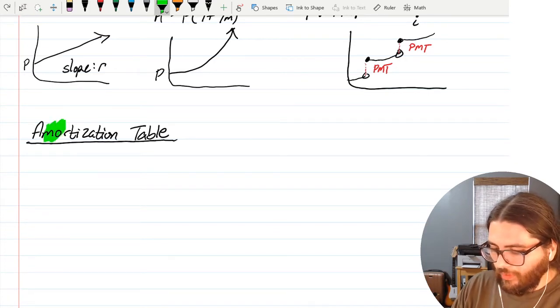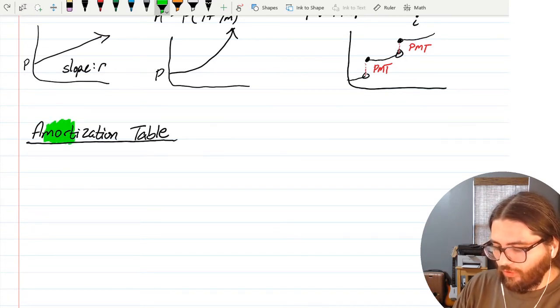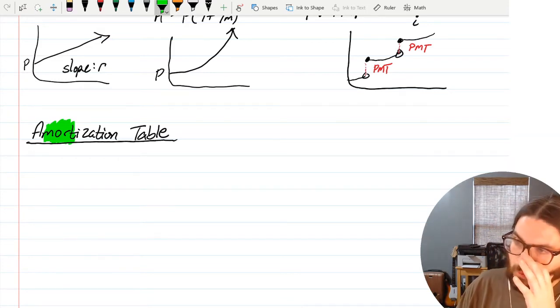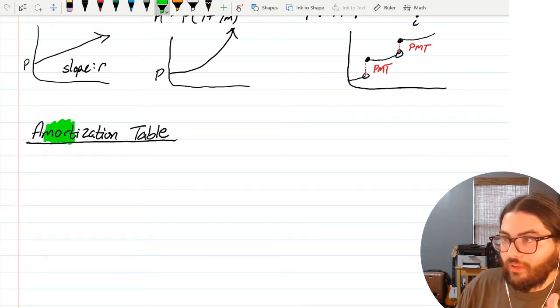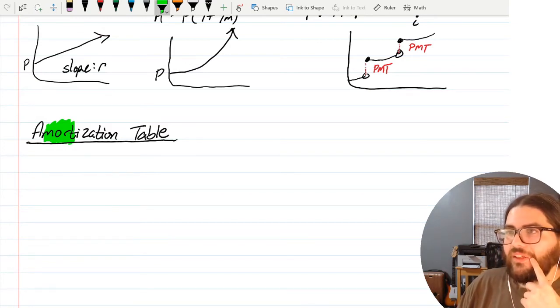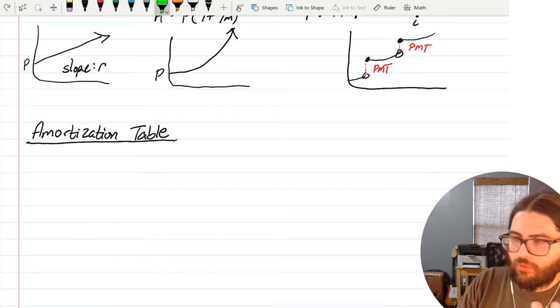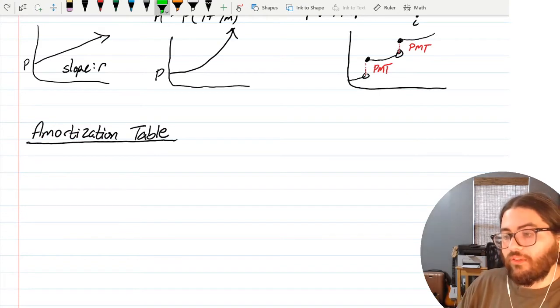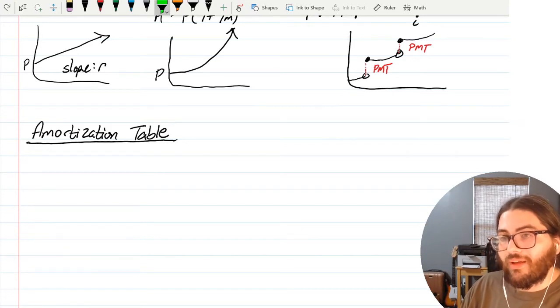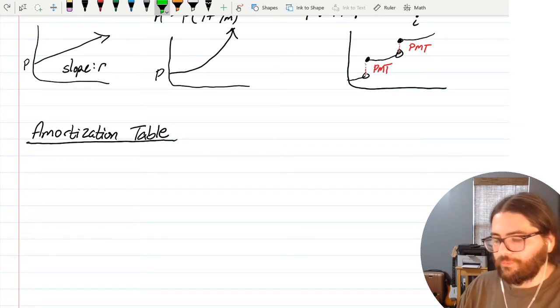You might recognize this root word from amortization table. It's mortician, like death. And it's not just trying to be overdramatic. Basically, this table kills the loan. That is, you continue this table until your loan is finished being paid off, until the balance is 0.